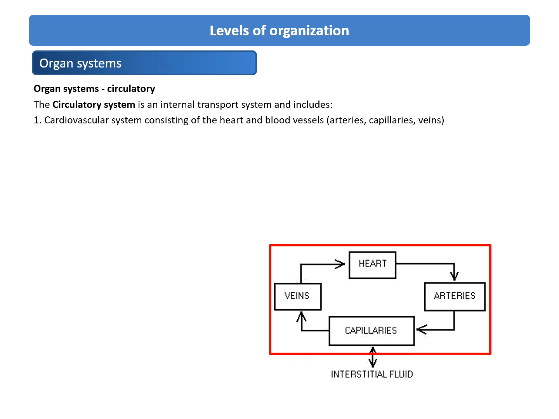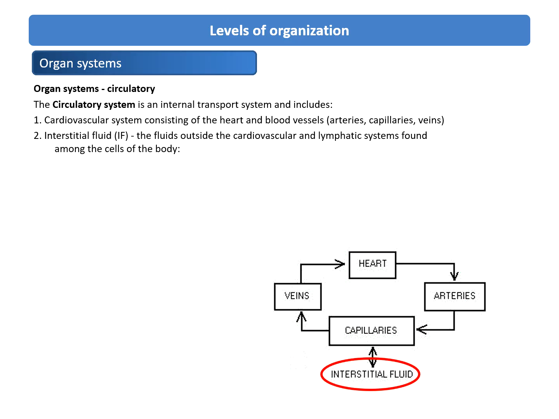One component of the circulatory system is the cardiovascular system, consisting of heart and blood vessels. Notice that blood flows away from the heart toward the arteries. From the arteries, it flows into capillaries. From the capillaries, it flows through veins and back to the heart. The interstitial fluid is considered part of the overall circulatory system. These are the fluids outside of the cardiovascular and the lymphatic systems. They're found among the cells of the body.